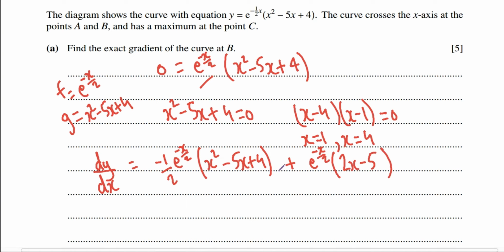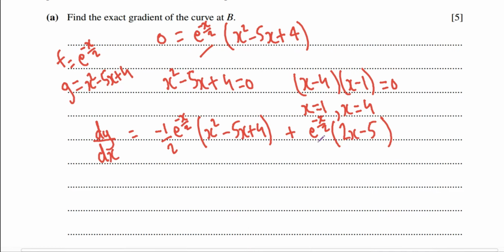You can see e to the negative x over 2 is common in both of these terms, so you can factorize it. Then you have negative x squared over 2, just bringing the negative a half inside here, plus 5x over 2 minus 2, plus 1 times 2x minus 5, so you're left with 2x minus 5.